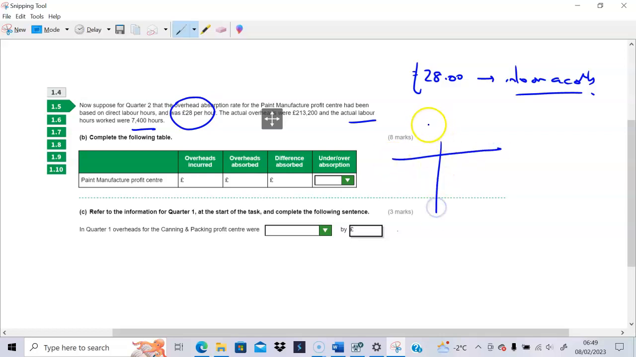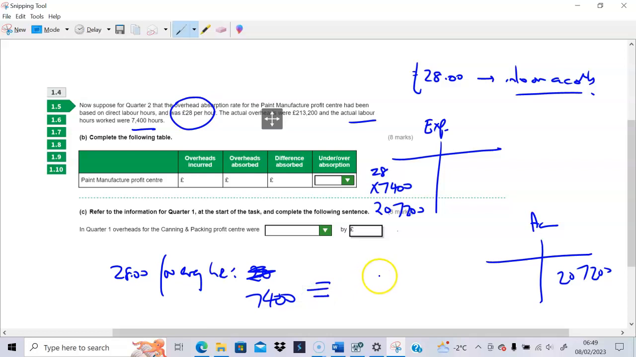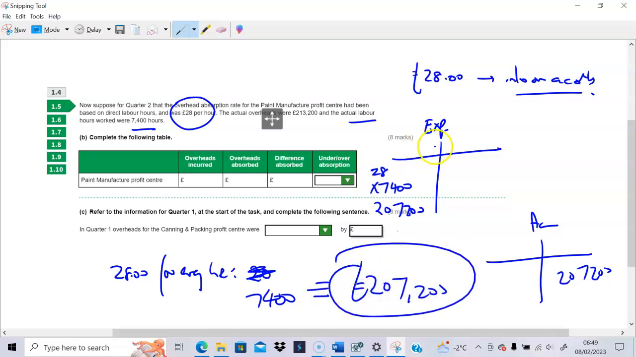If I was doing this from a double entry point of view, I'd write expense and put 28 pounds for every hour, and I've done 7,400. So that's 28 times 7,400, which is 207,200, and I'll have some kind of accrual. Or you could use this rationally: 28 pounds for every hour, and 7,400 hours go in, which equals a total of 207,200. So this is what's sitting in your accounts under this expense.